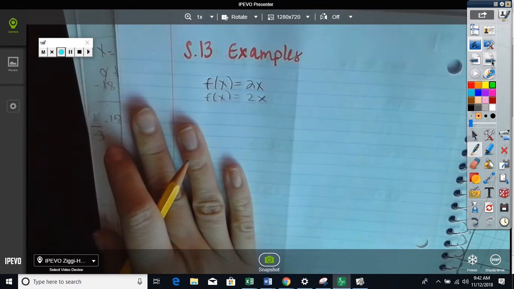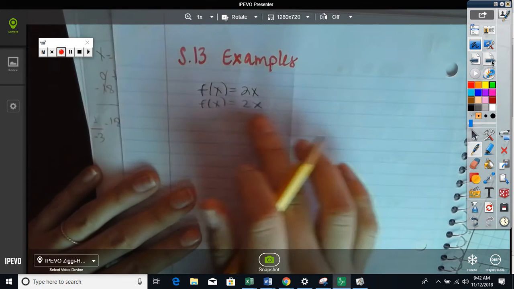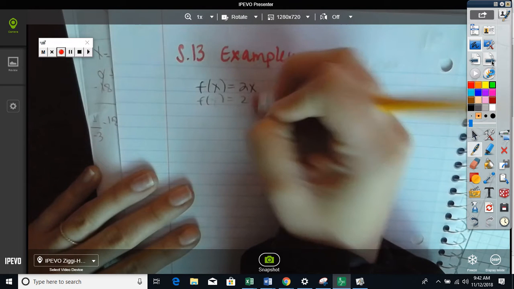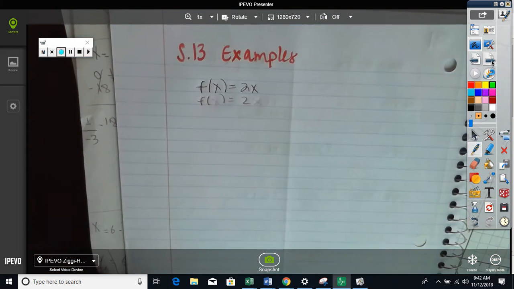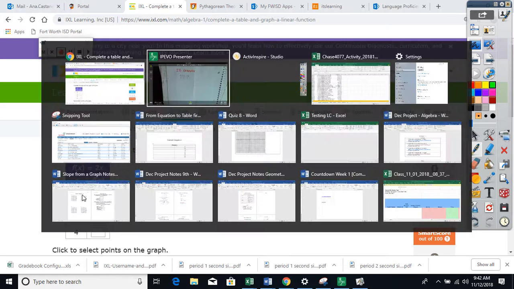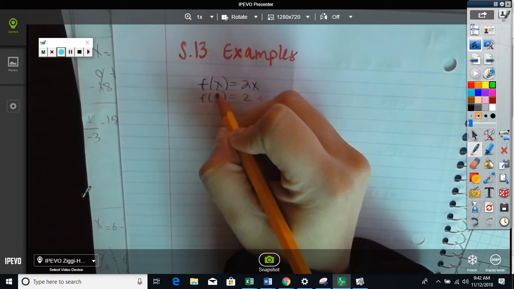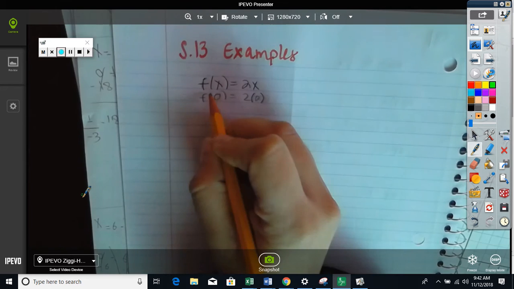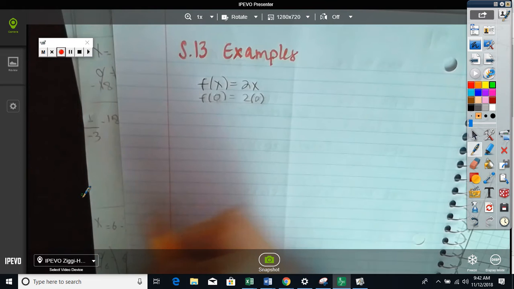Can someone in my second period tell me what I am erasing? The x. I erase the x because that's what I'm going to substitute. So what is the first x I'm going to change it for? Do you see how it gave you a table? Here's the x. What's the first one I'm going to change it to? 0. So instead of putting x, I put 0. It's got to be in parentheses. Since the parentheses is already there, I just write 0.